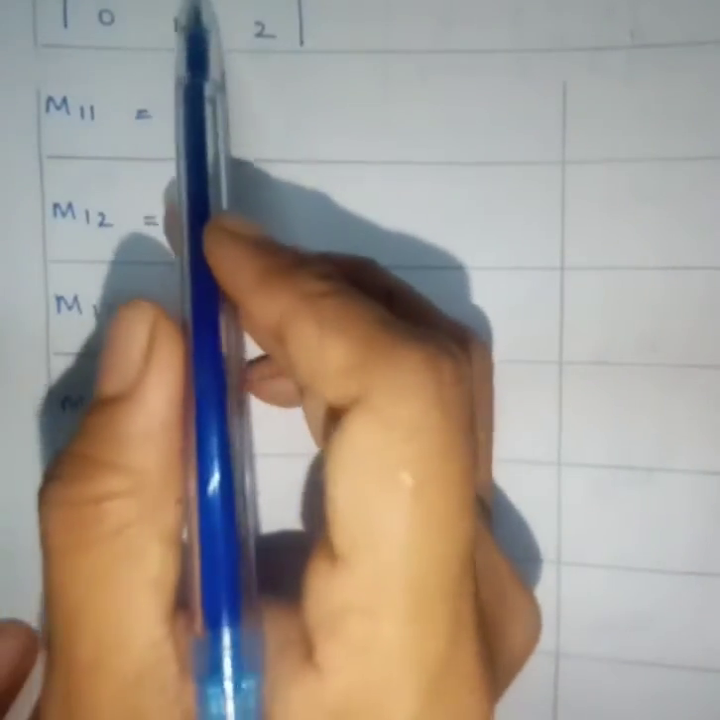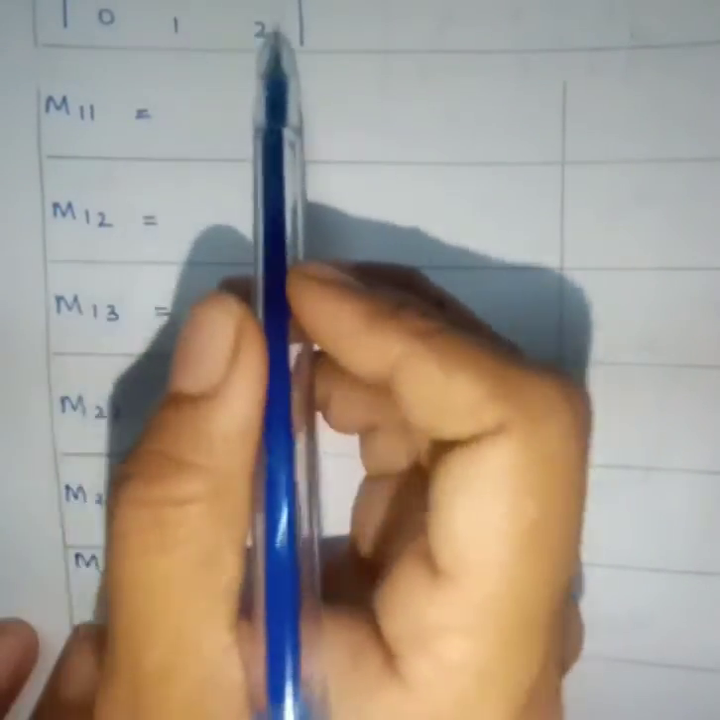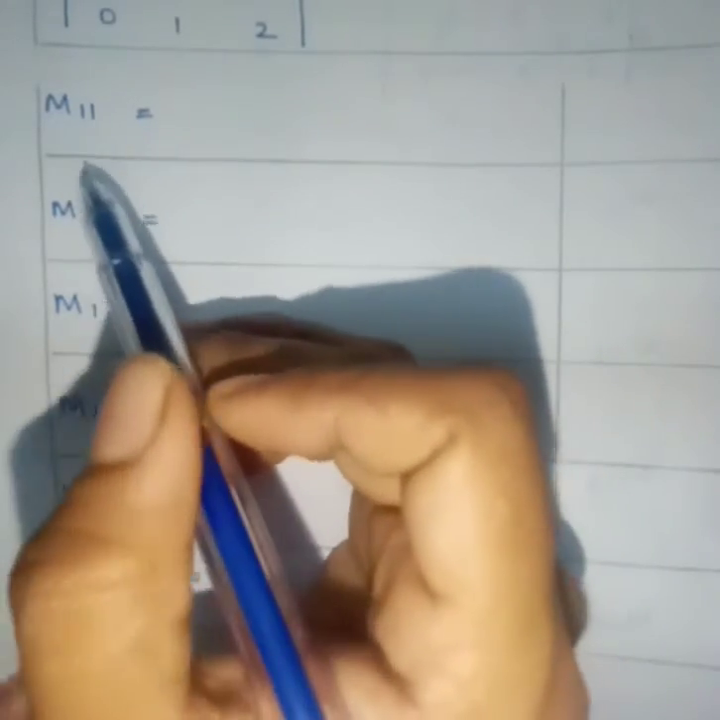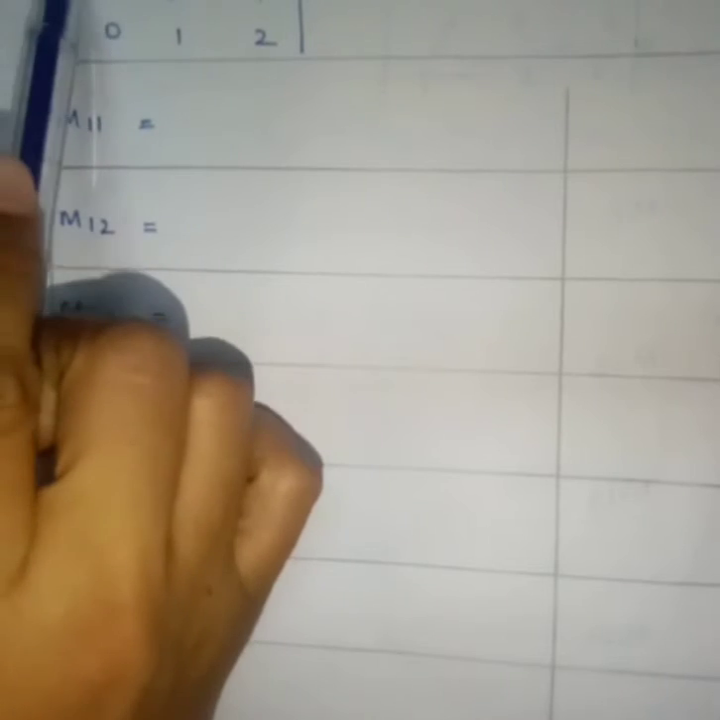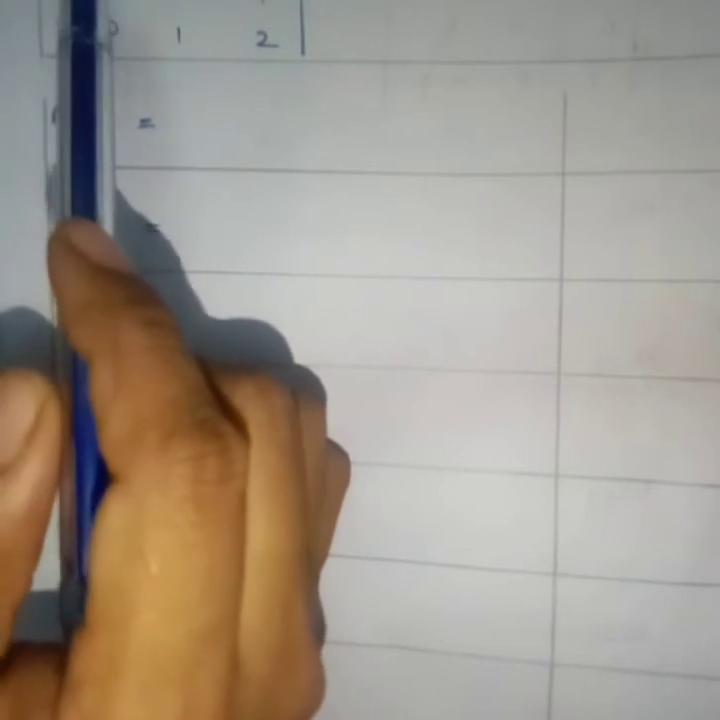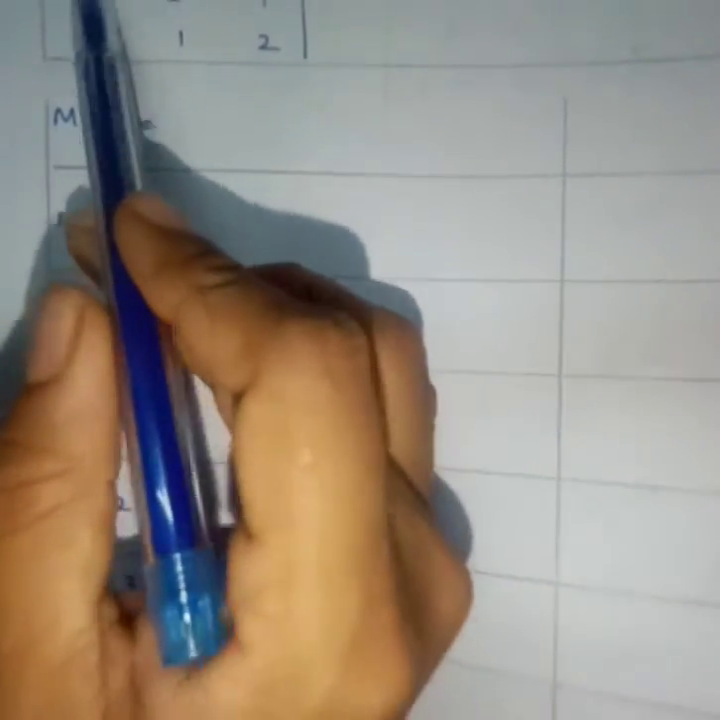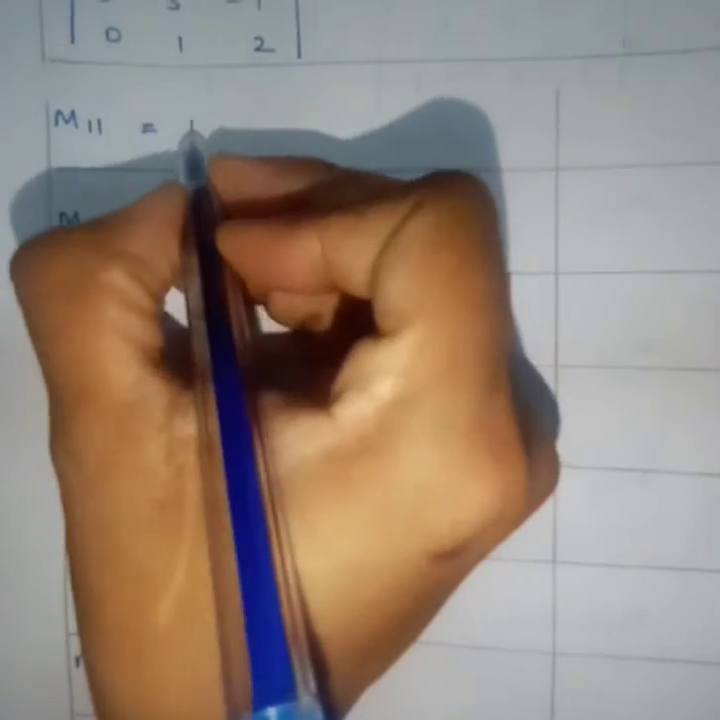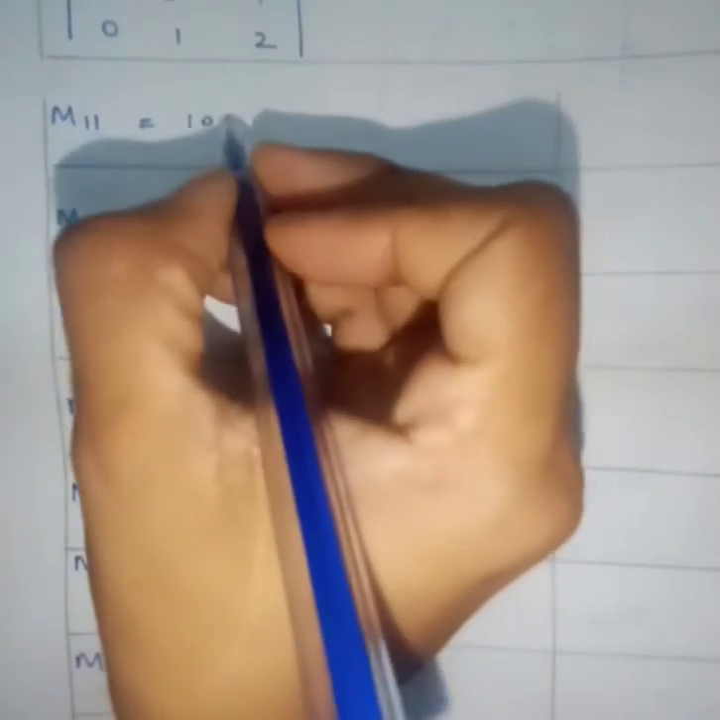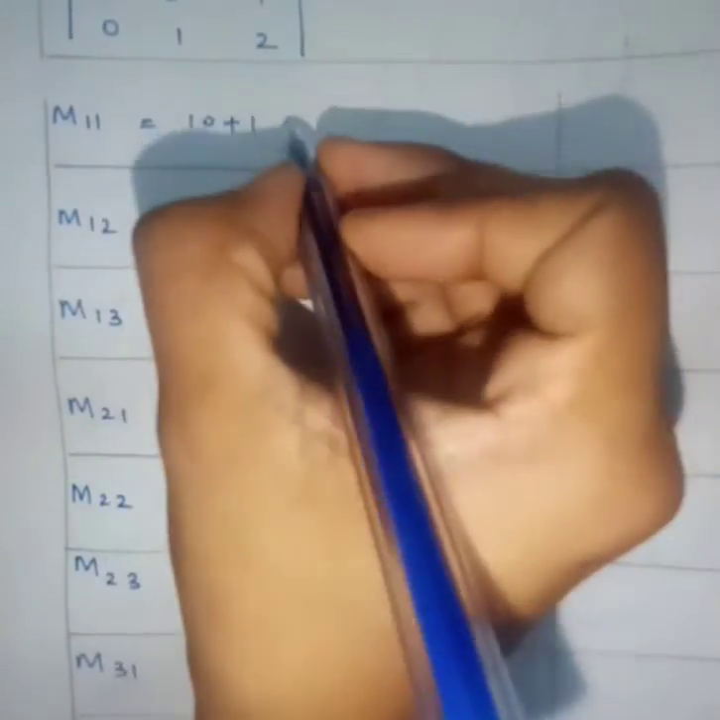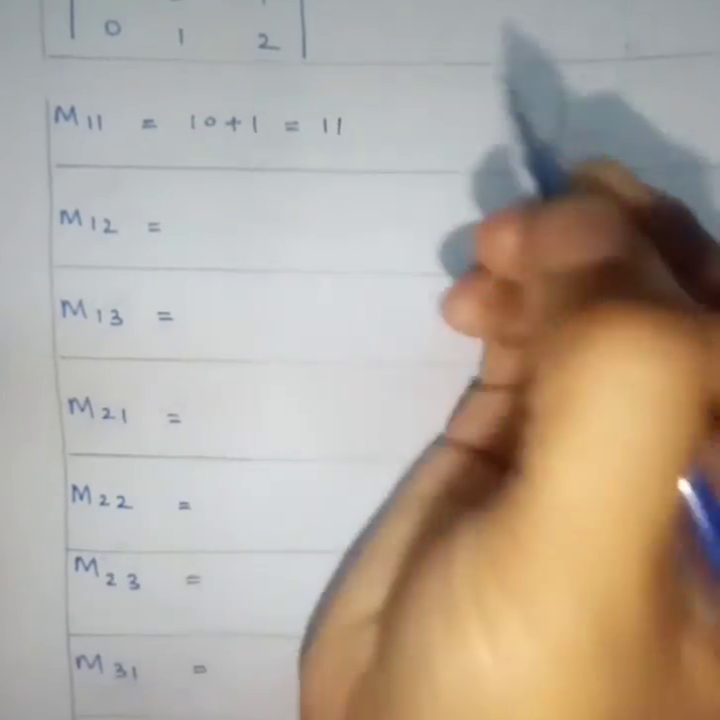Okay, so let me do one sum for you. 1, 0, 4, 3, 5, minus 1, 0, 1, 2. So we are going to find the minor M11, right? Minor M11 means this first element. This can be identified as A11 also, right? So M11. So I'll cover this. So what you will get? 10 minus 10 plus 1. So it will be 11, right?